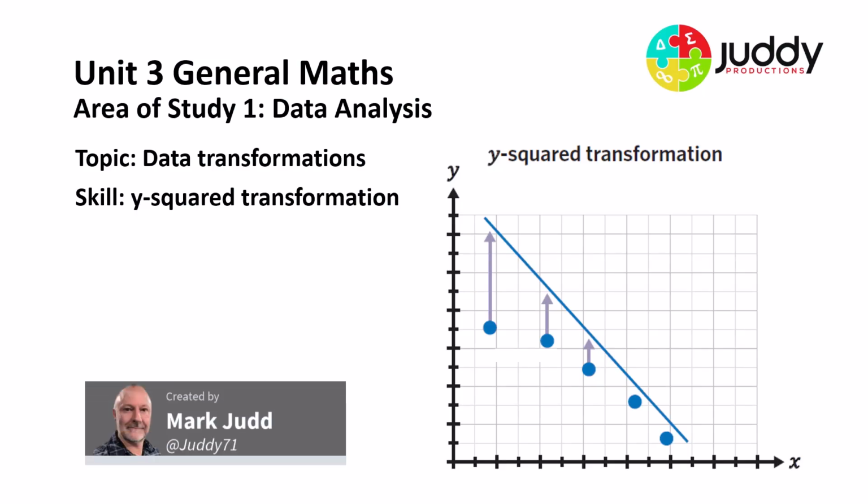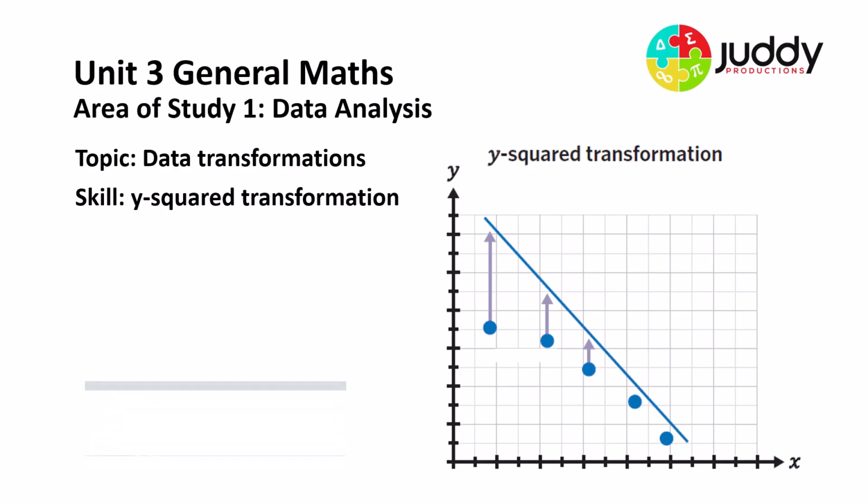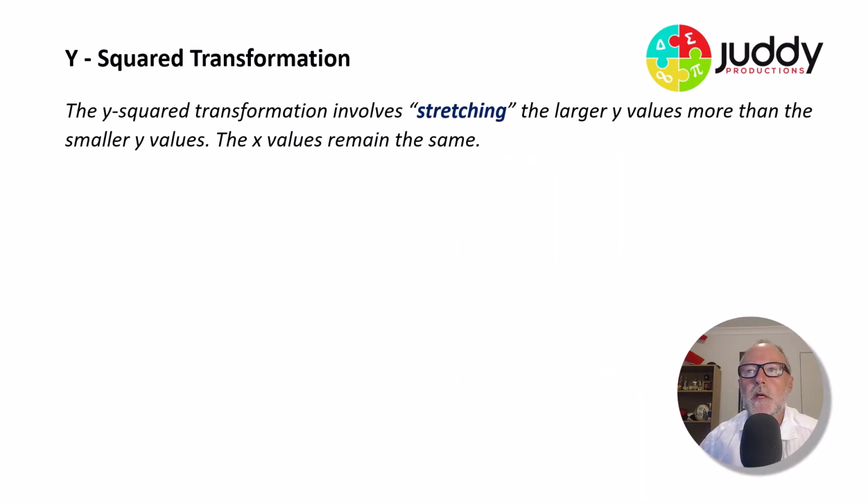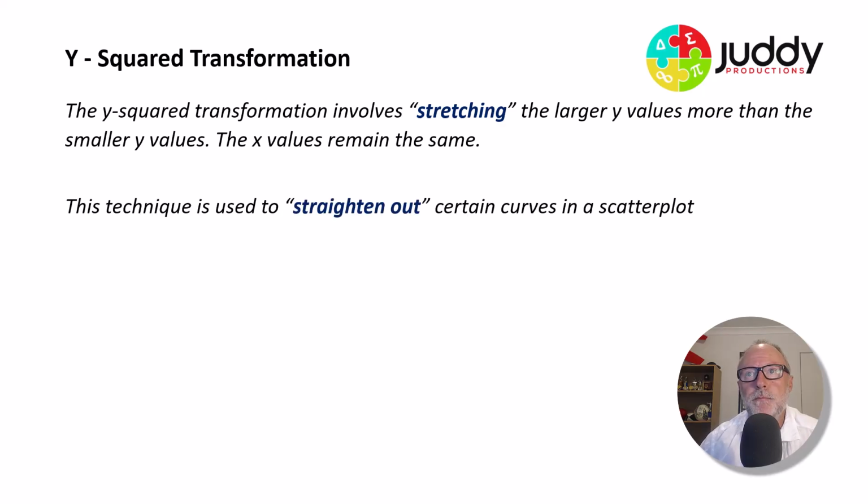In today's video we'll be looking at the General Maths Area of Study 1, Data Analysis. The topic will be data transformations and we'll be focusing on the skill of a y-squared transformation. The y-squared transformation involves stretching the larger y values more than the smaller y values. The x values remain the same. So the technique is used to straighten out certain curves in a scatter plot.